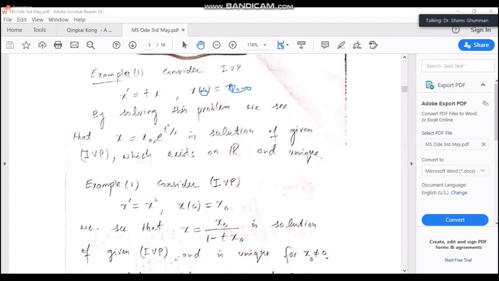By solving this problem, we see that x is a solution of the given initial value problem.